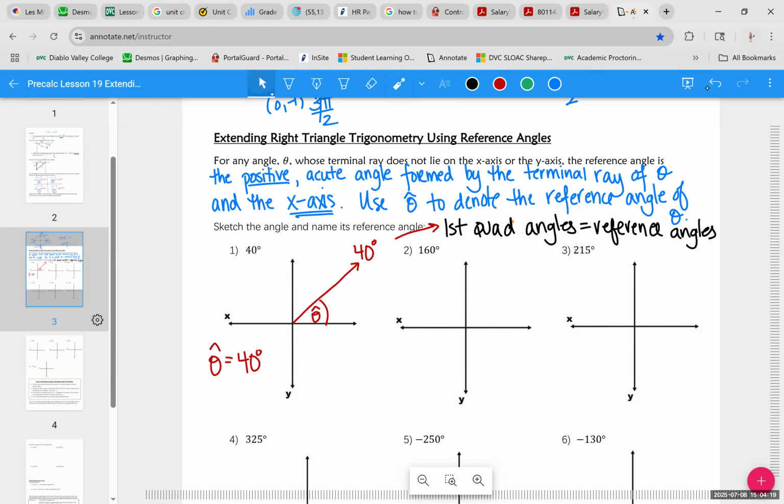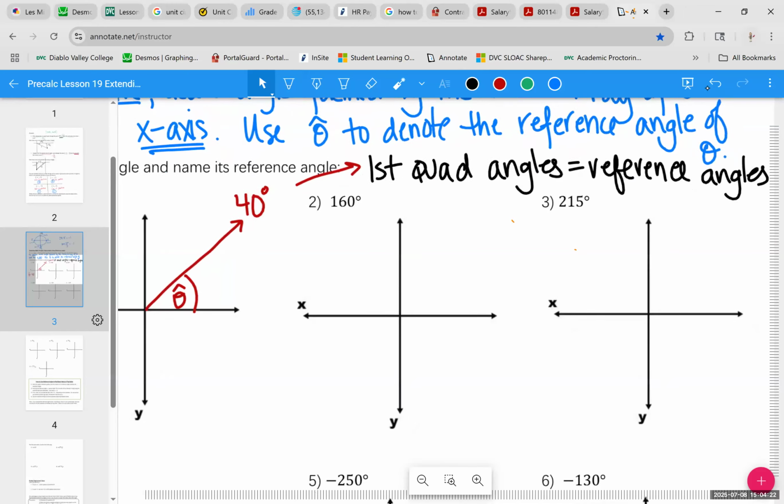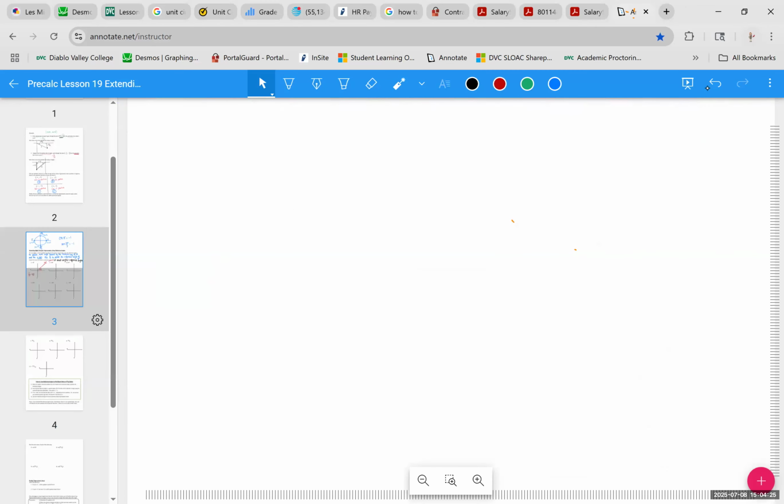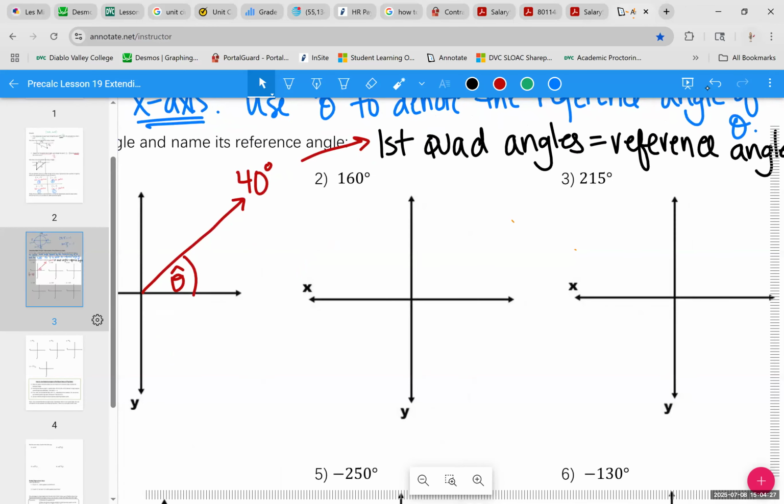All right, so let's do a little bit more interesting one. How about 160 degrees? First you need to figure out where that lands, right? We know that all the way to here is 180. So it's a little bit less than that. And where is its reference angle? Between the terminal ray and the x-axis. So its reference angle is right here. Okay. And what is the measure of its reference angle? How much does it equal?